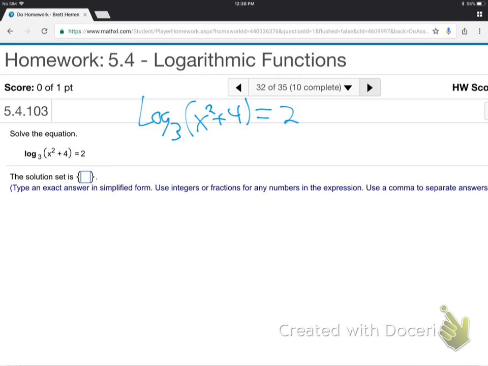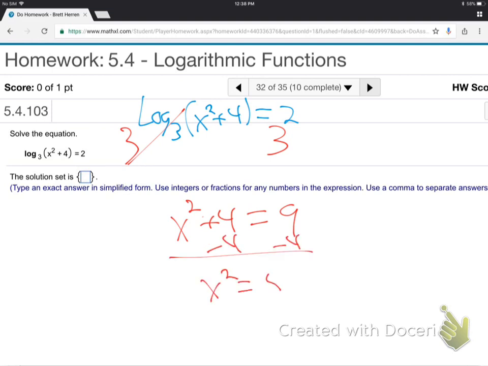Because he's showing his base. It's 3. So notice both sides like this, and wham. That makes sense? So whatever the base, you just do that power on both sides. So if he wasn't showing his base, we would know it was 10, or we would do 10. But he's showing the 3. So we do that. Powers and logs are opposites. And that's 9 over there? So x squared is 5.